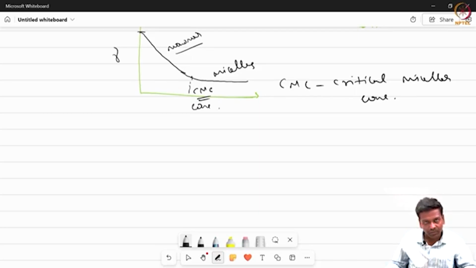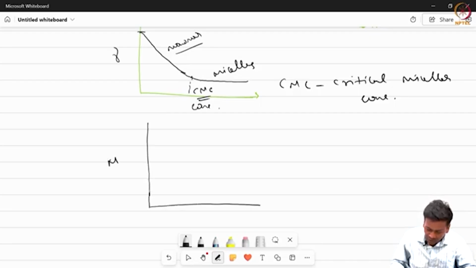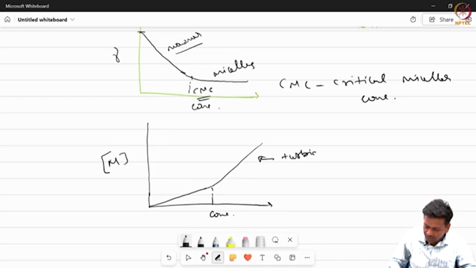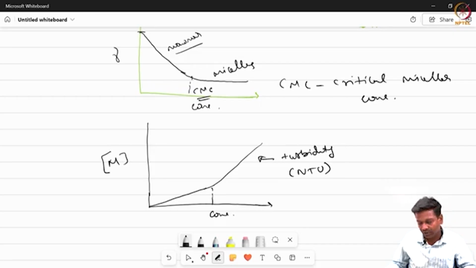For example, you can also measure properties in the bulk, right? Let's say we measure some property in the bulk as a function of concentration. For example, I am talking about turbidity. In this way you can see that there is a change in the slope, because we use the turbidity meter, which measures NTU units, and this indicates the measure of cloudiness, or turbidness, in the solution.